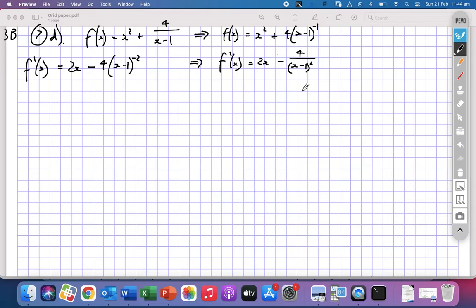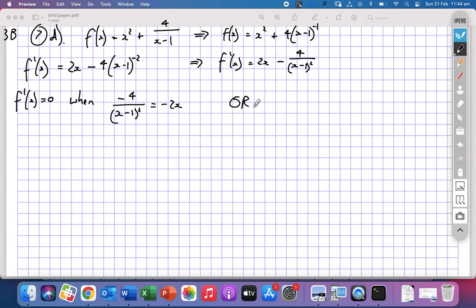Okie dokie. If I want to find when this equals 0, we could say it equals 0 when minus 4x, minus 4 on x minus 1 squared equals minus 2x.